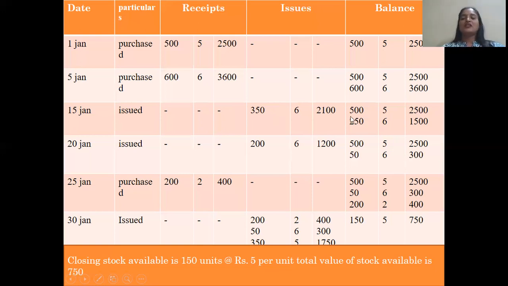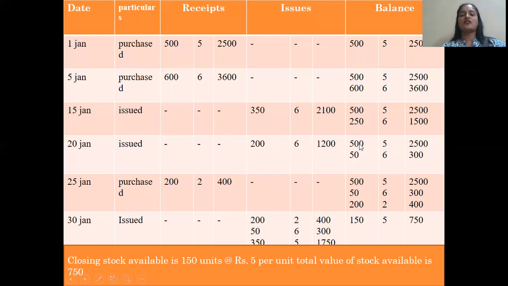Now, what is the balance available? 250. Cost per unit is 6, amounted to 1500. Next, on 20th Jan issued. How many units have been issued? 200 units were issued. Last in, first out. The last balance you had, issue that to the production department. Out of 250, issue 200. So cost per unit is 6.